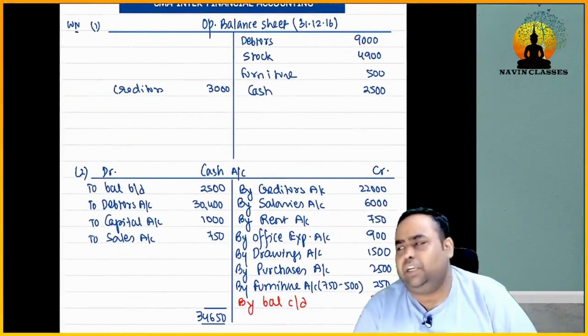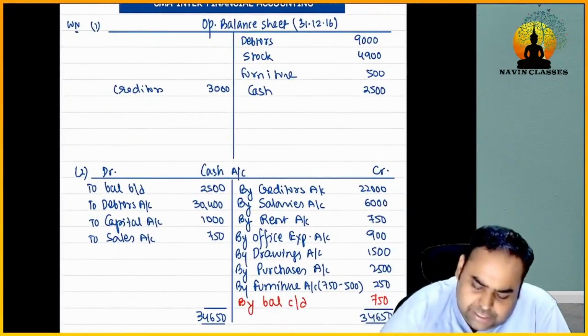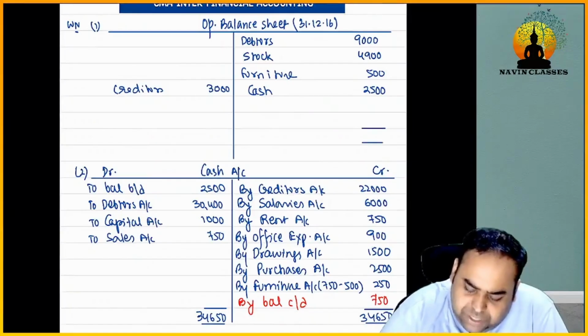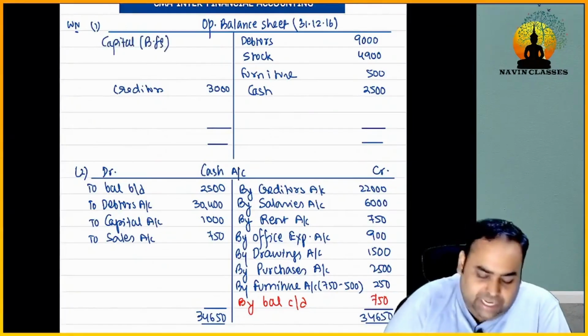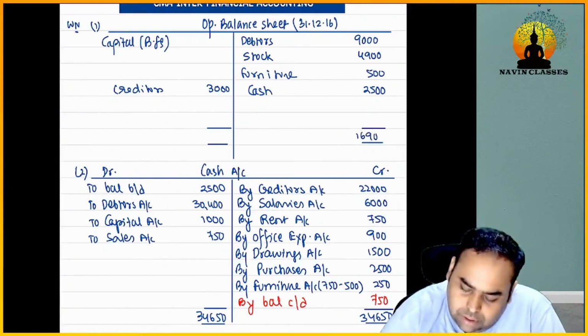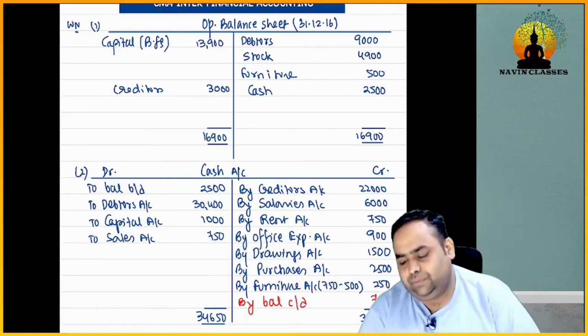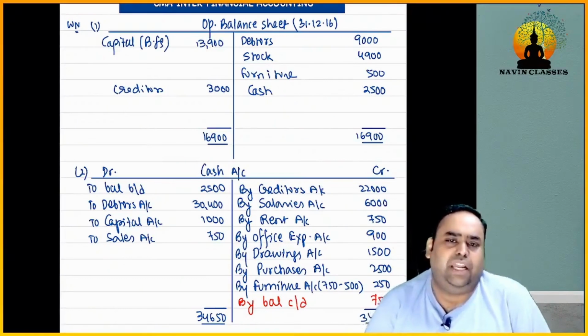Three things are completed in the working note. Now the last one is balance sheet. From this opening balance sheet, we will be calculating the opening capital. Capital is equal to assets minus liabilities. 16,900 minus 3,000. 13,900.